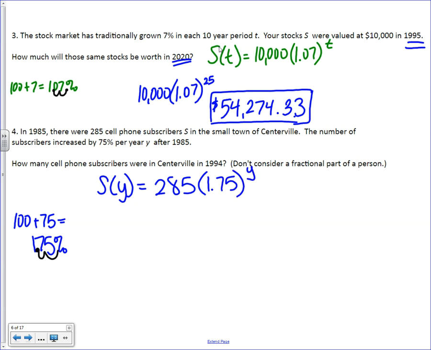And what does Y stand for? So we started in 1985, and now I'm looking at 1994. 9 years. So we're going to take that 9, and we're going to plug it in.